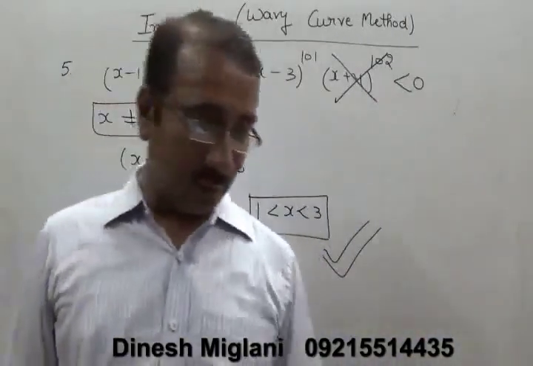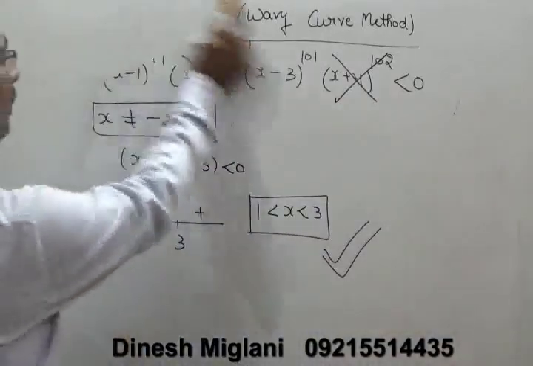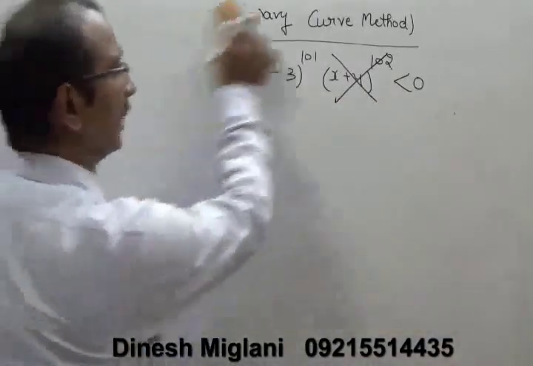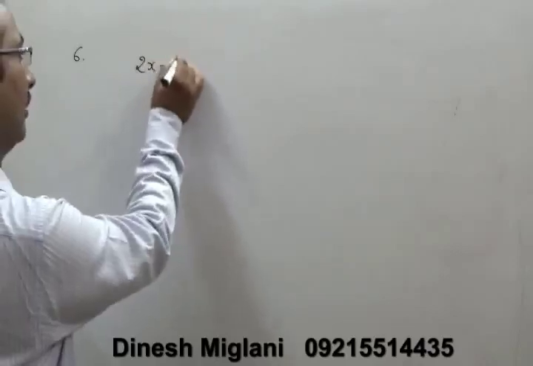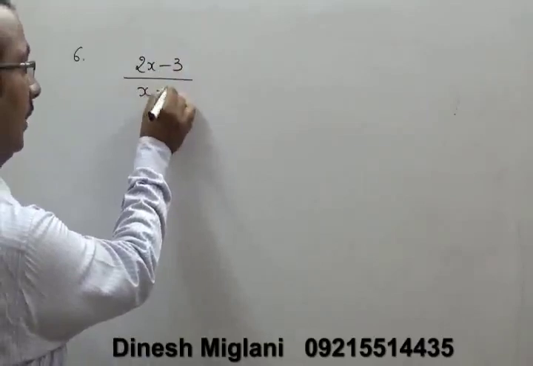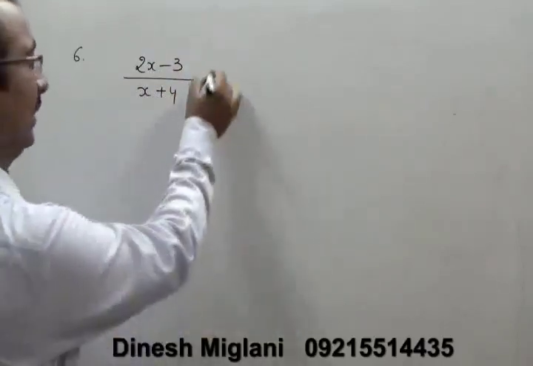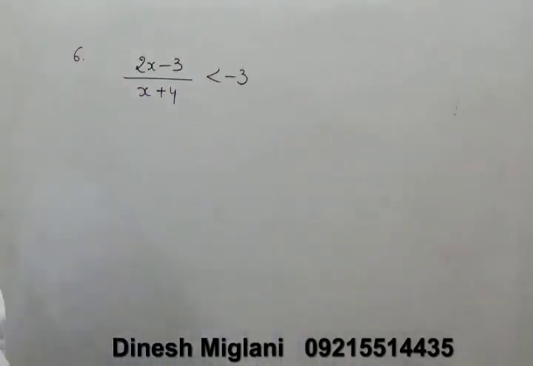Now after this, we are going to solve some different questions. Take the next problem, statement number 6. You have to solve the inequality. It is given that (2x minus 3) upon (x plus 4) is less than minus 3. You have to solve this inequality.